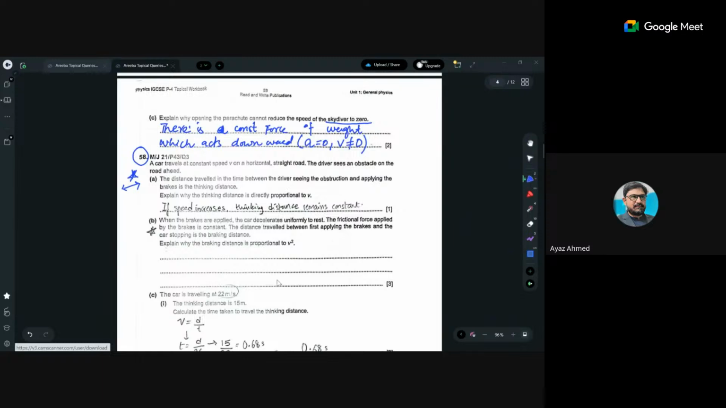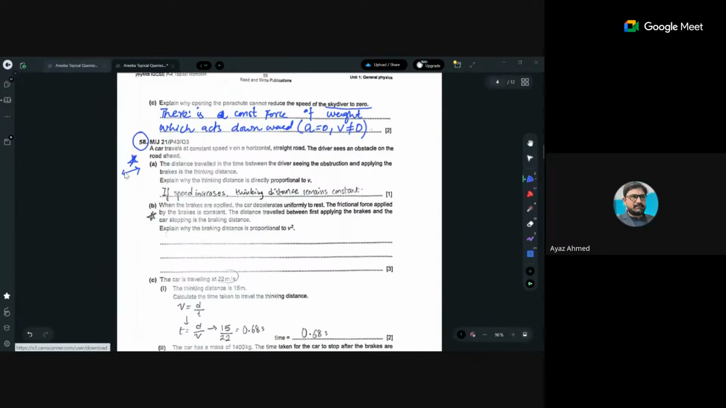Who has joined me? Yes. Is my screen shared? The new file format. Yeah. Okay, okay. Who has joined me? Semi. Okay, good.